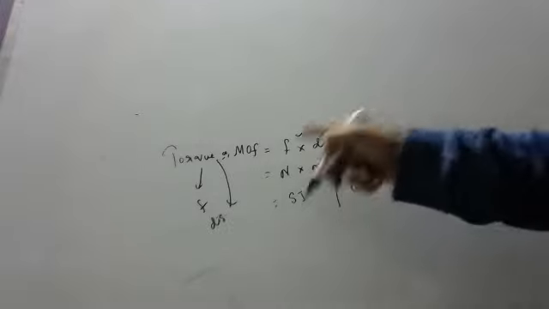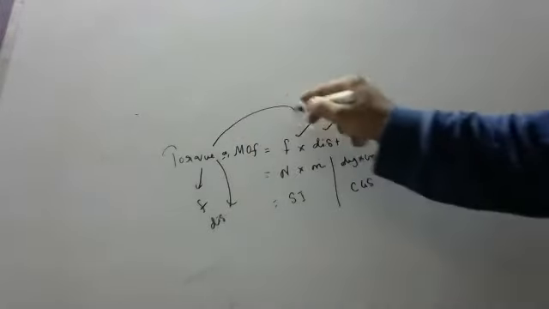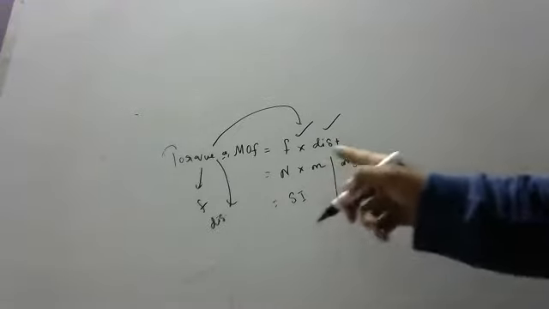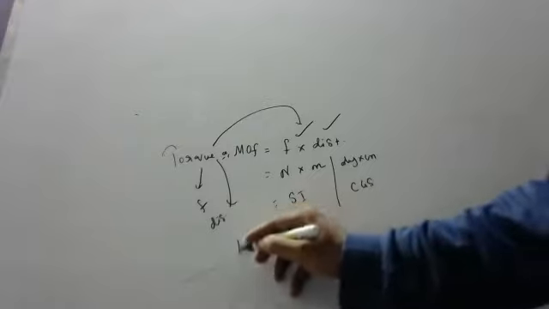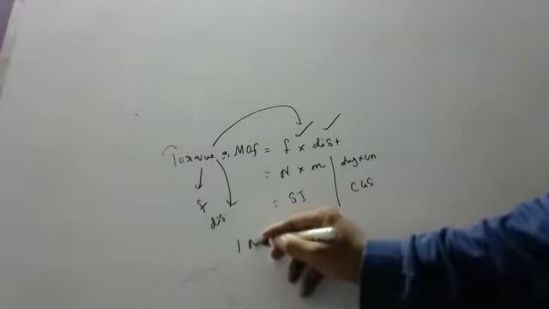As the formula indicates, torque depends on force and distance. So what are the factors torque depends on? One mark question: force and perpendicular distance. Units: Newton meter or dynes into centimeter. Children, SI to CGS conversion.